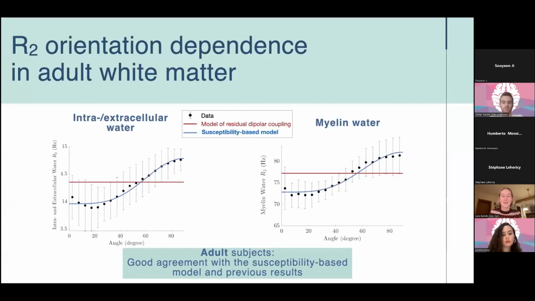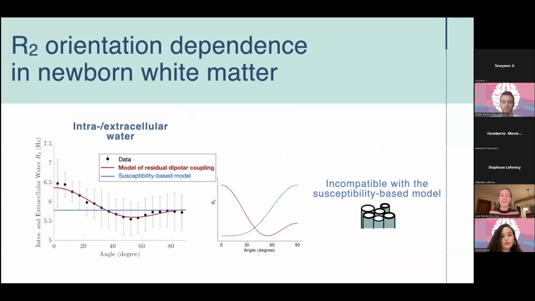First, let's look at the R2 orientation dependence in adults again. There we see that our results, both in the intracellular as well as the myelin water, agree nicely with previous findings. Again, the susceptibility-based model that uses the susceptibility of myelin is a really good fit for our data. Now the very exciting part is the R2 orientation dependence in the newborn white matter, which looks distinctly different from what we just saw in the adults. If we look back at our two models, we can see that it is incompatible with the susceptibility-based model, mostly because we see a higher R2 rate at lower angles, which is opposite to the predictions of the susceptibility-based model.